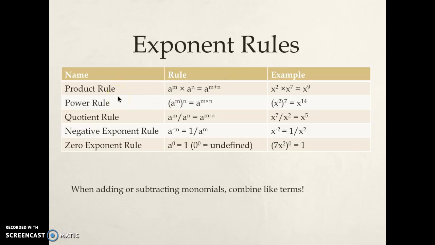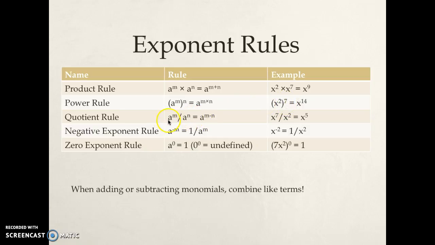Next, we have the power rule. When we have a to the mth power, and then we take that to the nth power, we just multiply the m and n, and we get a to the m times n power. So when we have x squared and we're raising that to the 7th power, we get x to the 14th, because we take 2 times 7.